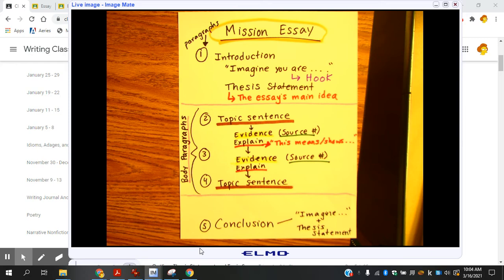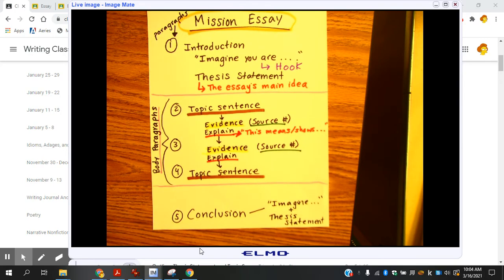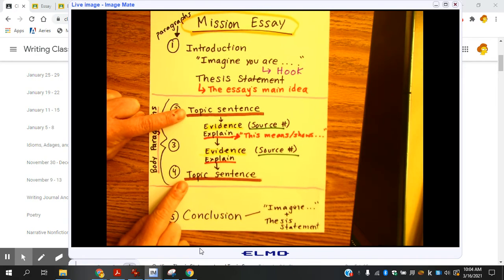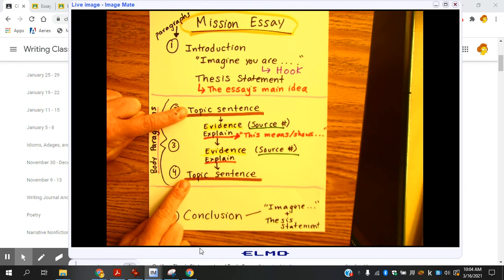Let's talk about body paragraphs again. I know I've already talked about it, but let's look at it visually. In 4th grade, we're learning that we can model our paragraphs after the idea of a hamburger, in which the topic sentence acts as 2 buns. We've got our topic sentence here, topic sentence here. So we state our topic sentence at the beginning of a paragraph, and then we restate it at the end.